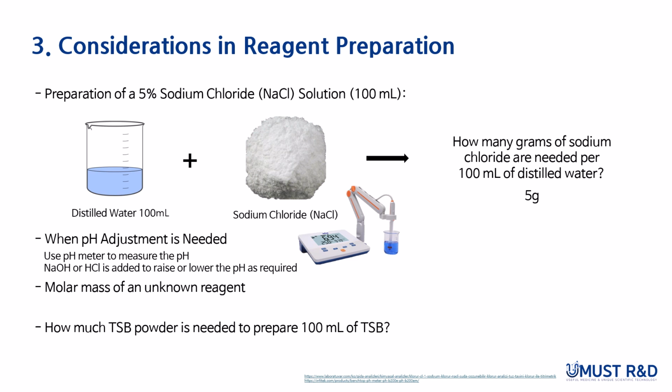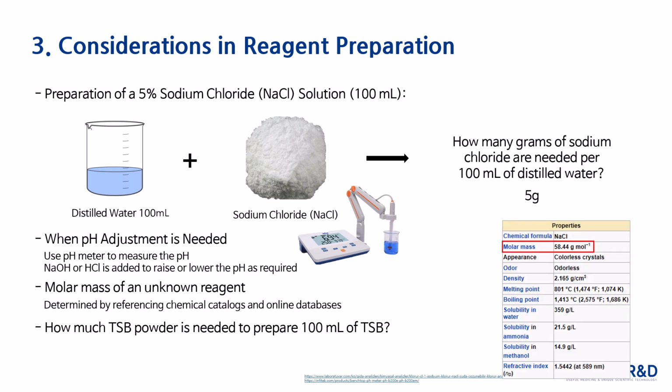The molecular weight is essential to know in order to make a reagent at the desired concentration. How can you find the molecular weight of a reagent? You can find this information in reagent catalogs or online databases. With this molecular weight information, you can multiply it by the molar concentration to find the mass of the reagent needed.